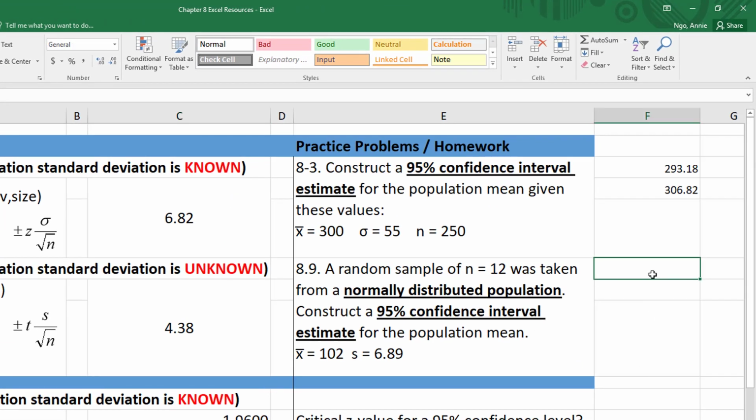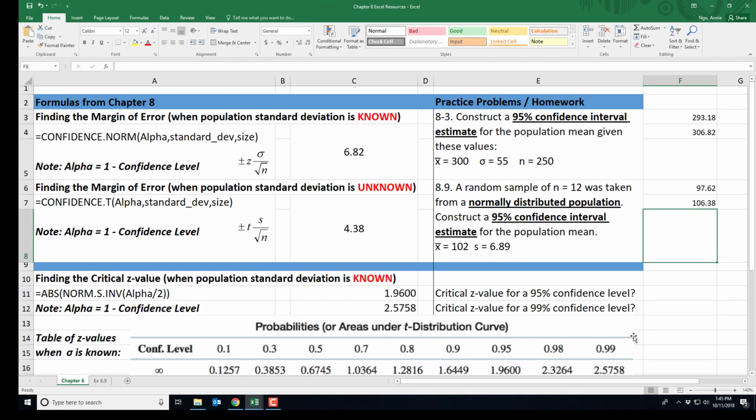So to get our confidence interval estimate, which is the lower and upper limits, we will take equals. Here's our sample mean, that's our x bar, of 102 minus the margin of error of 4.38, hit enter, and then do the same again to get the upper limit, our sample mean of 102 plus our margin of error of 4.38, hit enter, and now we have our confidence interval estimate with the lower and upper limits. If you have any questions, just let me know.